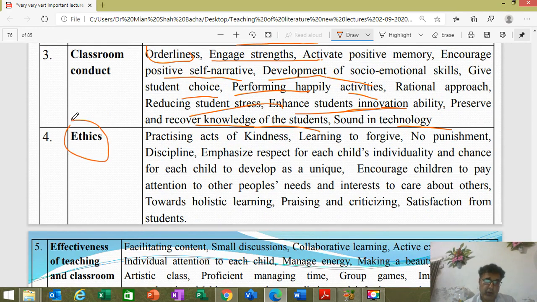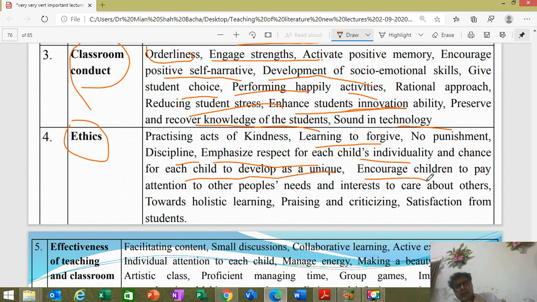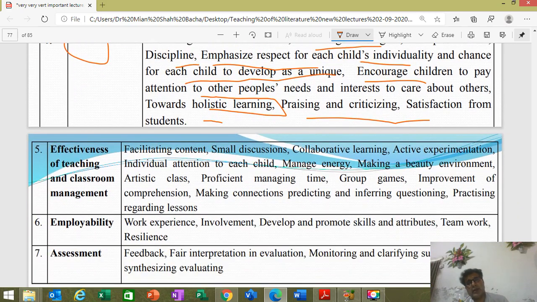And ethics. All right. I mean, we have to practice acts of kindness, learning to forgive, no punishment, discipline, emphasize respect for each child's individuality, a chance for every child to develop as unique, encourage children to pay attention to other people's needs and interests, to care about others, and work towards holistic learning. All right, and praising and criticizing, satisfaction from the student. These things are to be developed in the students, and the classroom should be practiced with these things.